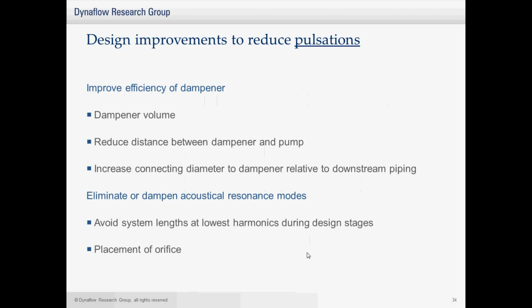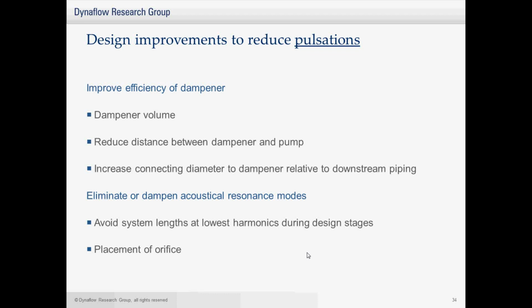So I just want to end with a few design improvements for pulsations and vibrations. First of all, for pulsations, improve the efficiency of your dampener. You can increase your dampener volume, but as I showed before, sometimes this is not an effective option anymore. So you should try to improve the efficiency of your dampener in other ways, such as reducing the distance between the dampener and the pump. Another one that also works is increasing the connecting diameter to the dampener relative to the downstream piping.